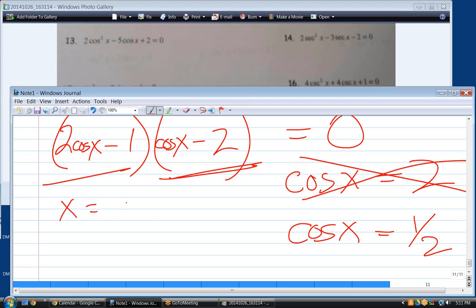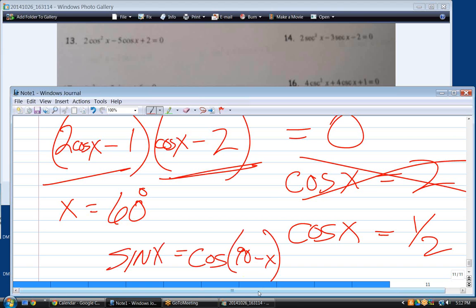Is it pi over 2? No? Look at your 30, 60, 90 triangle. Big 60. Okay. Notice something. The sine of 30 is equal to 1/2, and the cosine of 60 is equal to 1/2. That's because they're cofunctions. It's always the case that the sine of x is equal to the cosine of 90 degrees minus x, and vice versa. Cosine of x is equal to the sine of 90 minus x. All cofunctions share this property.